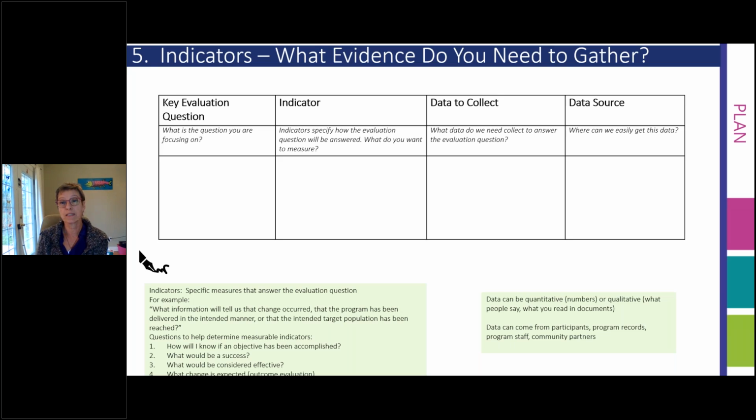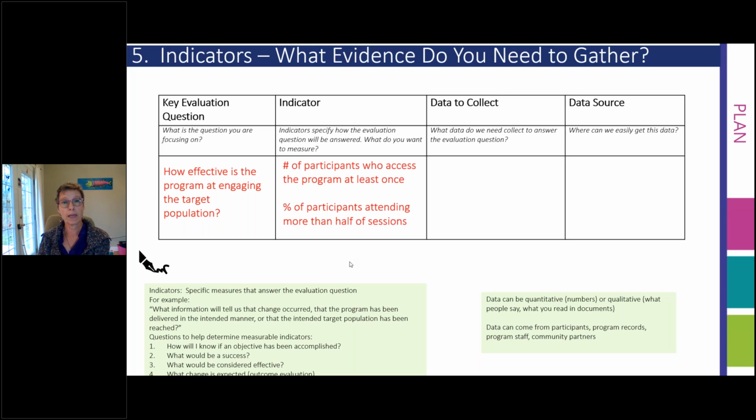And where can we easily get this data? It might come from participants themselves, it's self-report. So in this, we'll walk through that same project to see how this flows through. For the key evaluation question, the question that we're focusing on in our example is how effective is the program at engaging the target population? So our indicator there would be how many participants access the program at least once, and the percent of participants attending more than half of the sessions. So we really are interested in retention here. That's the kind of engagement that we're interested in.